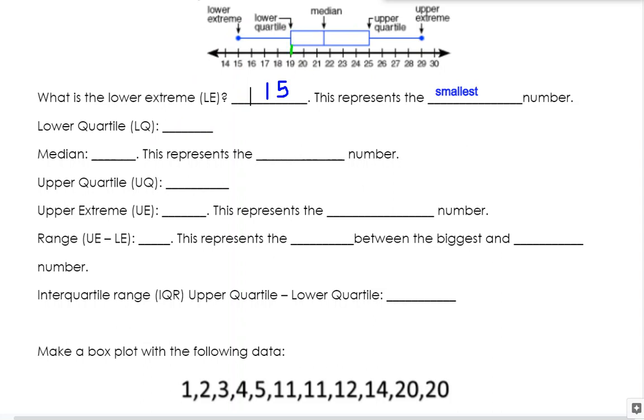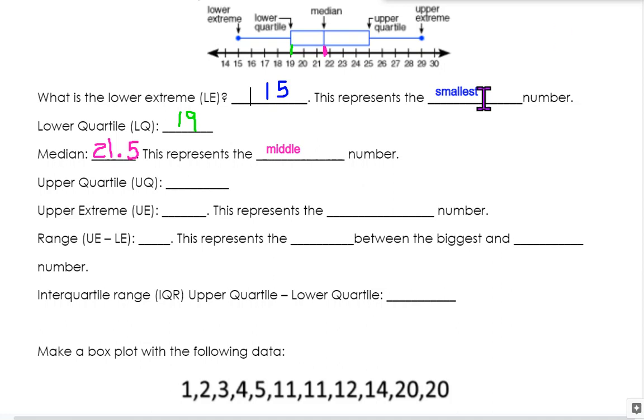Lower quartile is the very first part of your box, the left side of your box. I can see that it's going down to 19, so my lower quartile is 19. Sometimes you might hear this called the first quartile. First quartile or lower quartile. The next is the median, and we kind of just talked about the median. The median is the middle number, so it's the middle of our box, and that's between 21 and 22, so I would say that's 21 and a half, and that represents our middle number.